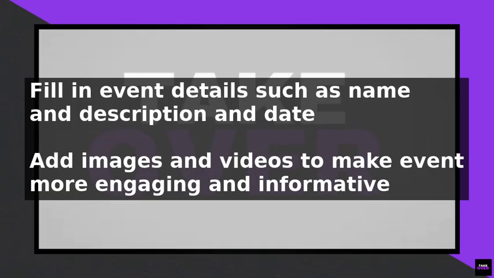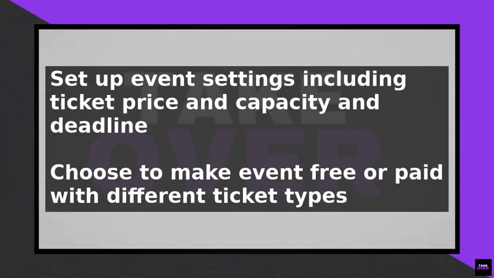Next, set up the event settings such as the ticket price, capacity, and registration deadline. You can also choose to make your event free or paid, and set up different ticket types such as early bird or VIP tickets. Once you have filled in all the event details and settings, click on the Save button to create your event. Your event will now be listed on your Wix website and visitors can start registering for it.